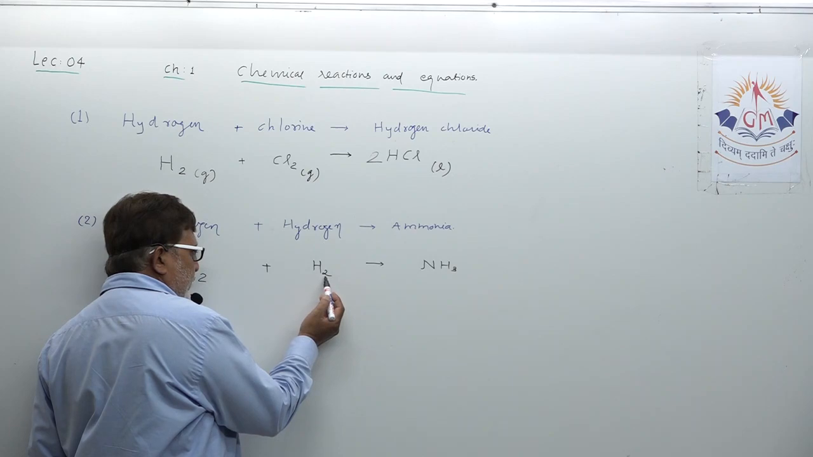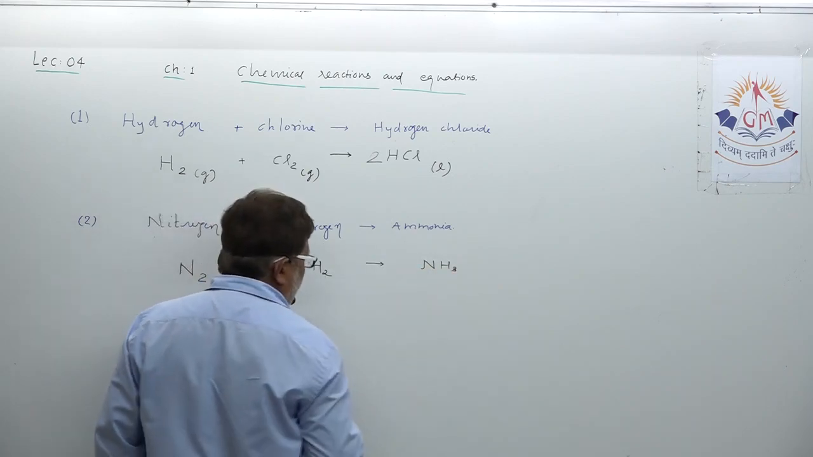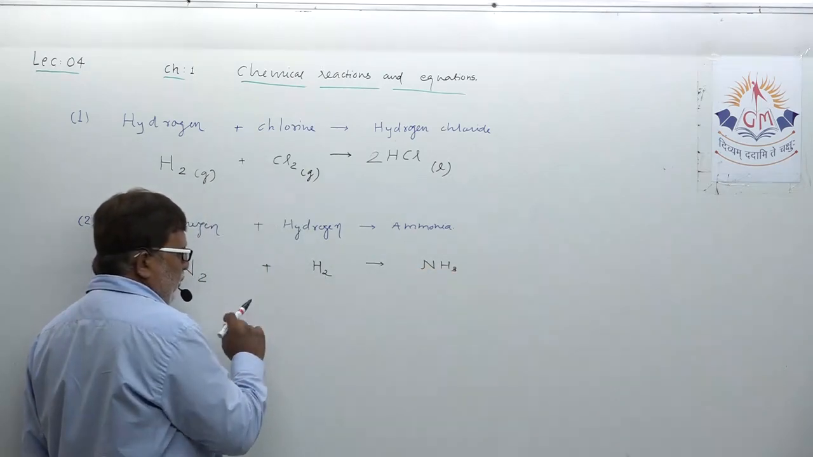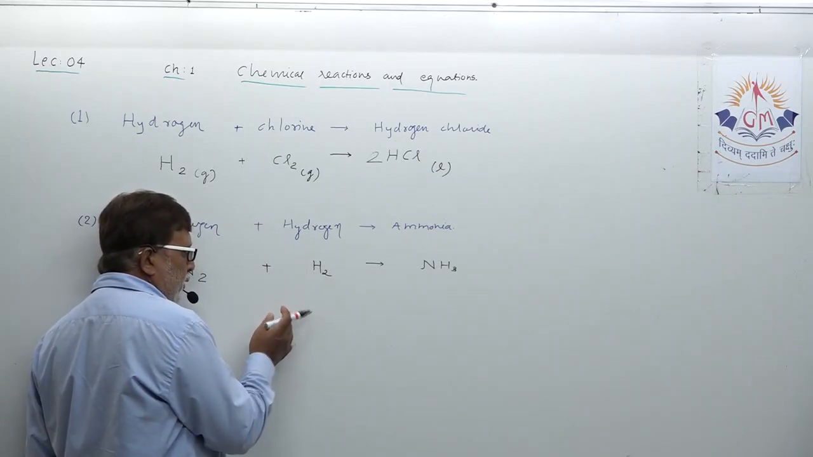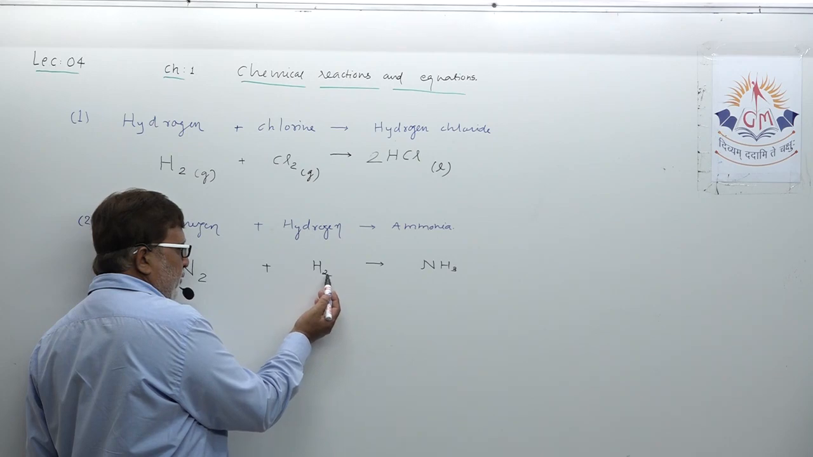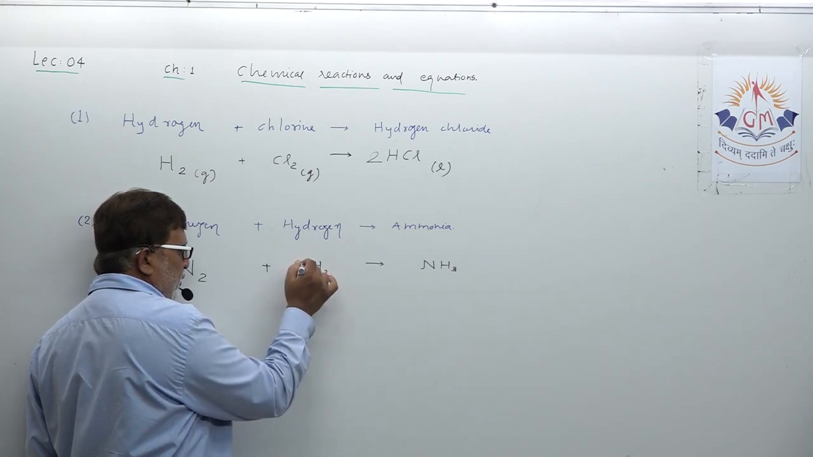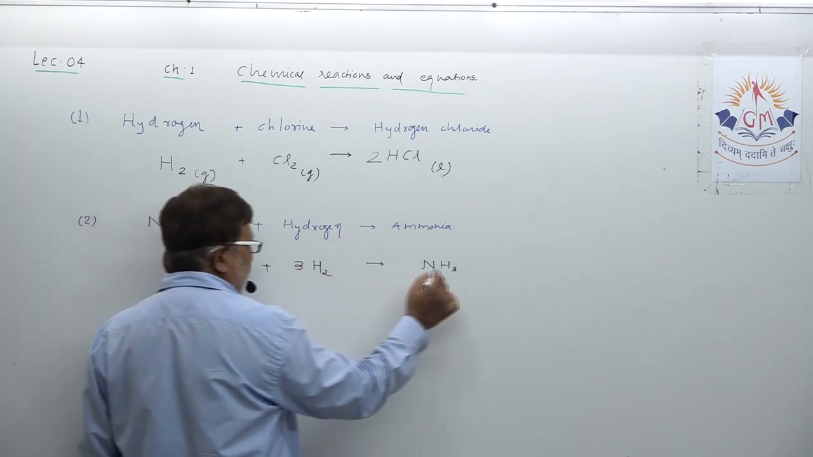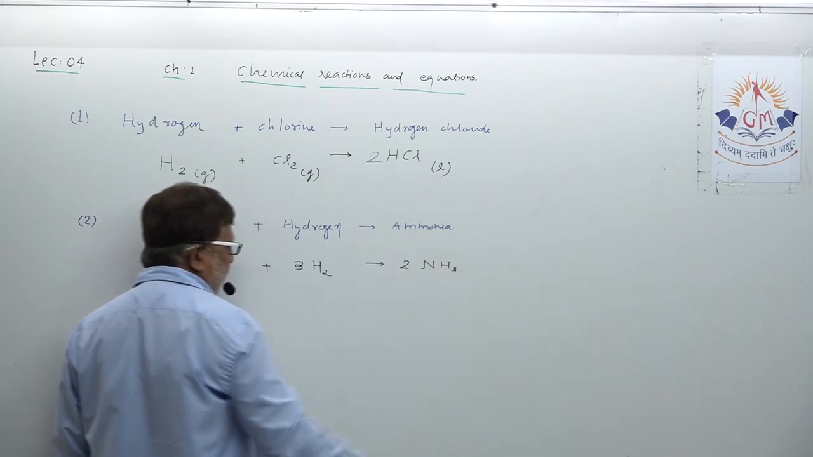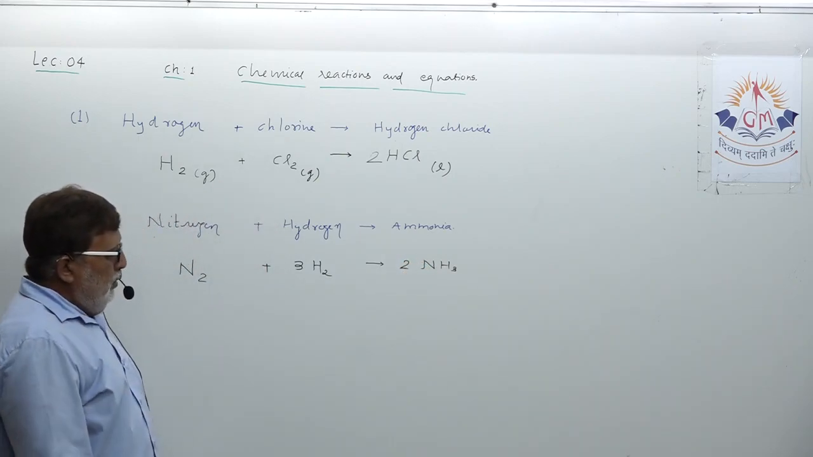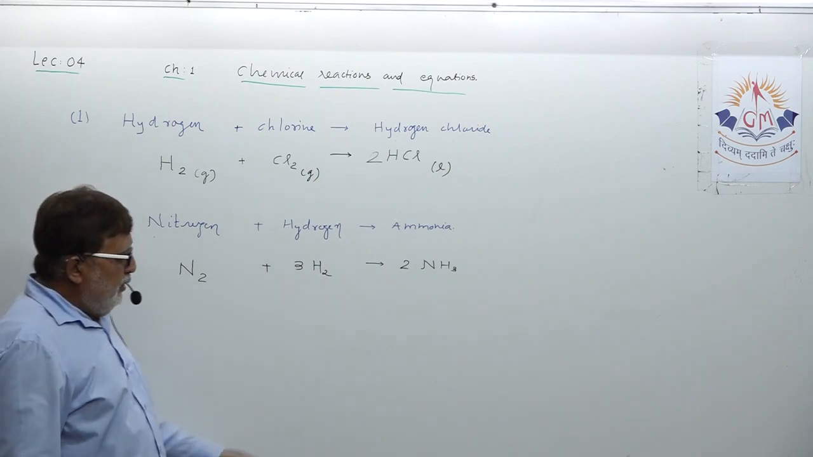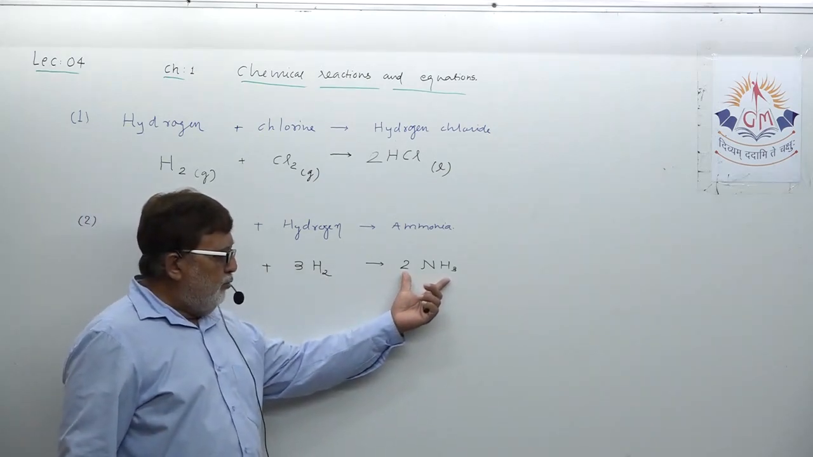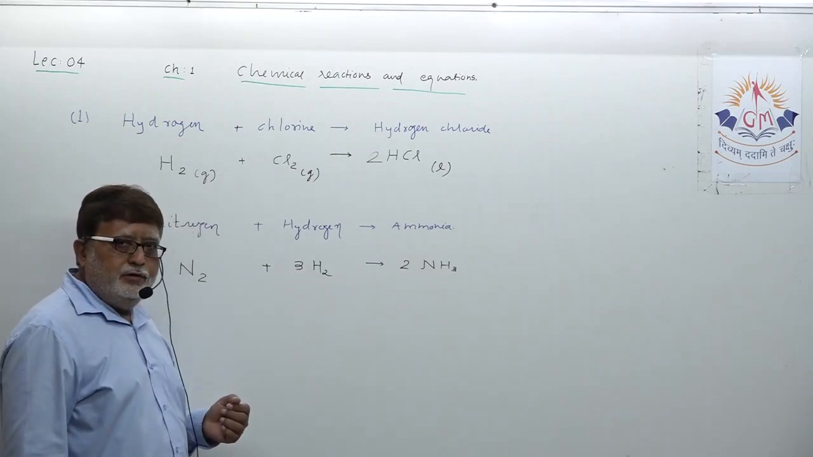On the reactant side 2, on the product side 3. If you take the LCM of 2 and 3 for equalization, the LCM is 6. So here I will multiply by 3, 3 times 2 is 6. Here I will multiply by 2. So hydrogen, understand, got balanced: 2 times 3 is 6, 3 times 2 is 6.